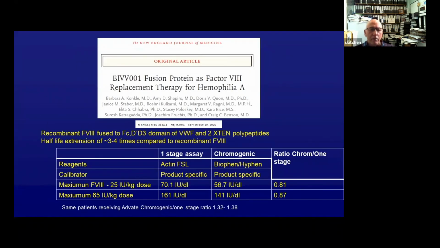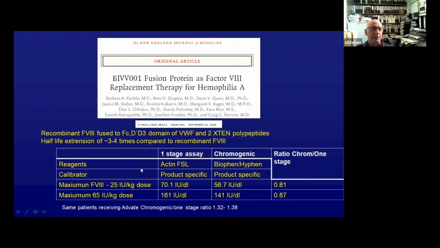We have new molecules coming through. This is a recently published clinical trial, published late 2020 on an extended half-life factor VIII created by fusion to von Willebrand factor, and there's some other components in the fusion protein, an Fc portion, and some extension polypeptides. It's an attractive option in terms of half-life, 3 to 4 times prolongation compared to recombinant factor VIII, and that's a much more extended half-life compared to the previous molecules we've discussed.